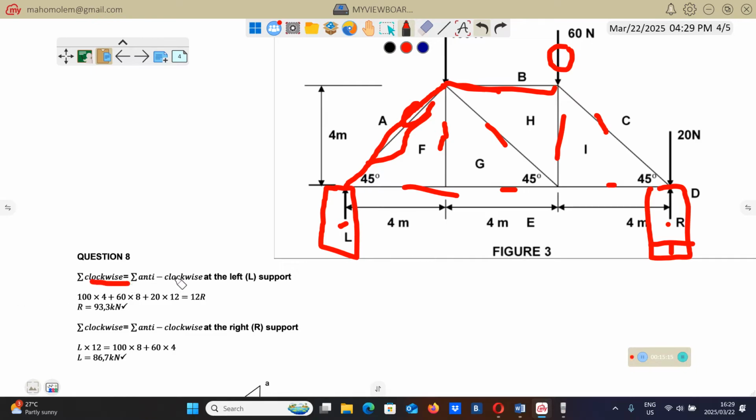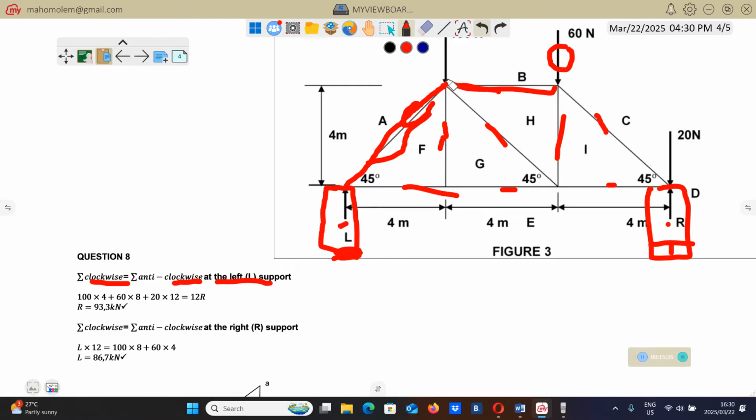So to calculate these reactions, maybe we're going to use that one: clockwise moment equals anti-clockwise moment. So we're going to take moments here at the left support. This is the left support. We're going to take moments here.